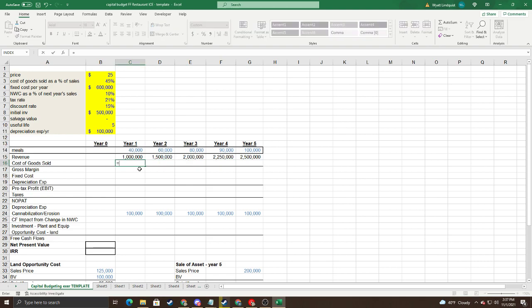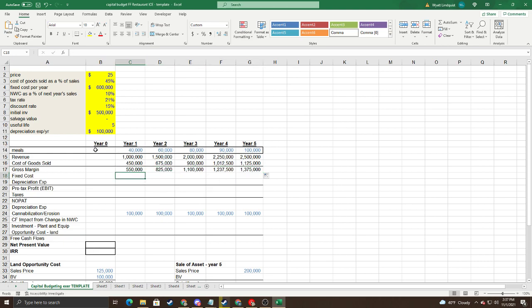Now, our cost of goods sold is always 45% of revenue, so we're going to do the same thing with that. We're just going to multiply revenue, or the cell above, by 45%, and once again reference this cell every time, so just add in those dollar signs or hit F4 to do that. Our gross margin will just be the revenue minus the cost of goods sold. We will copy that all the way across, and there we go.